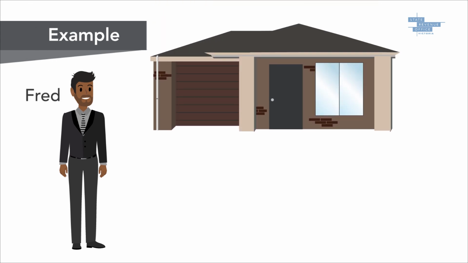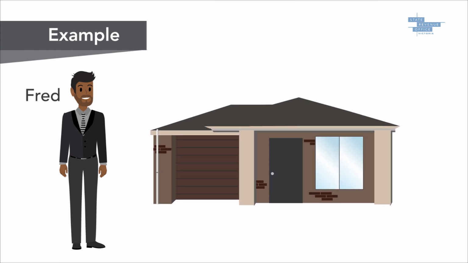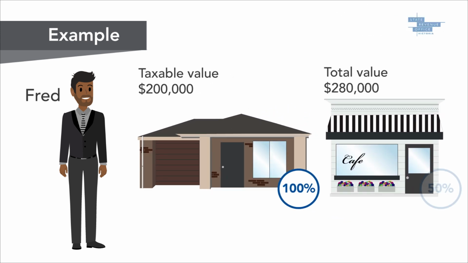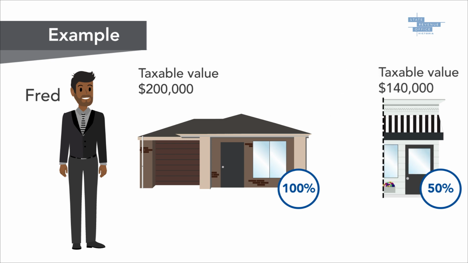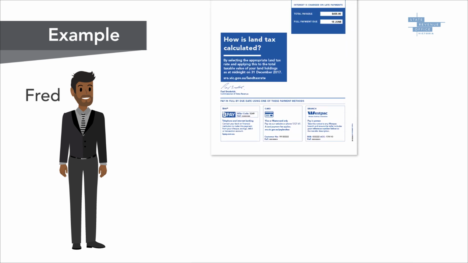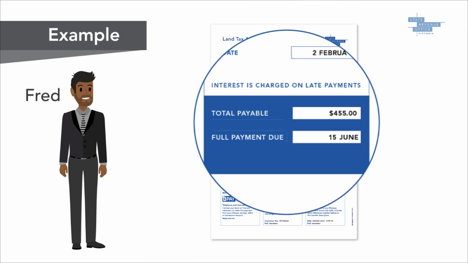Fred also owns another property by himself, valued at $200,000. Fred is assessed on his individual interest of land plus his proportional share of the property he holds jointly with Mary. Fred's total taxable value is $340,000, which attracts a land tax liability of $455.